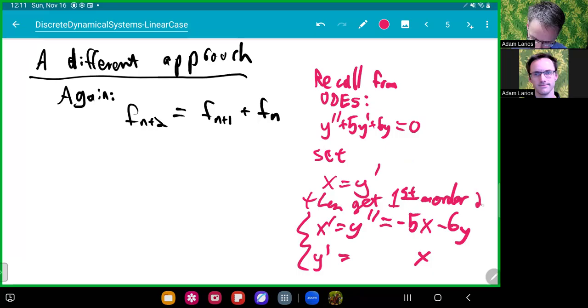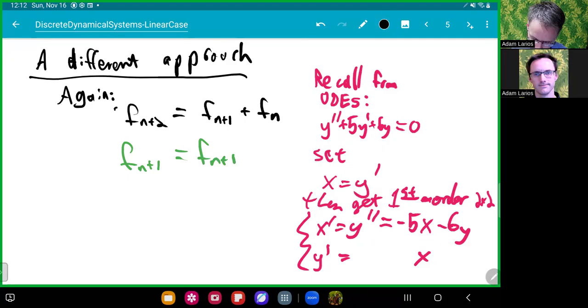First order, let's just say a 2 by 2 system. x prime equals this guy and y prime is equal to that. Well, we can do something pretty similar in this case, but we might ask, what is the analog of getting a new variable here? Well, it turns out it's maybe even more straightforward than in the ODE form. We'll just rewrite the relation f_{n+1} equals f_{n+1}.